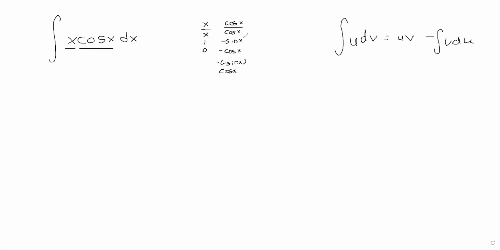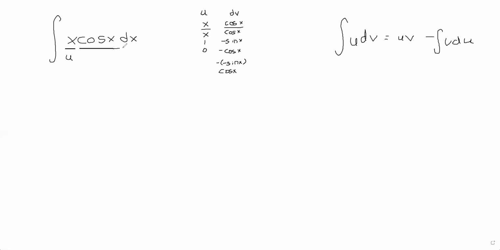Notice how this thing does not get simpler the more we take the derivative. It just cycles further and further through similar terms until we end up with what we started with. So this is not a very good choice for u. This does not get simpler when we take the derivative, so we don't want that to be u, which means we want this to be u. So x is going to be u. Naturally, that leaves everything else to be dv.